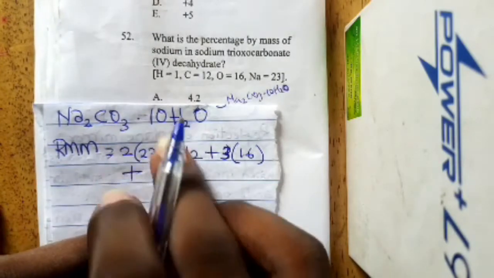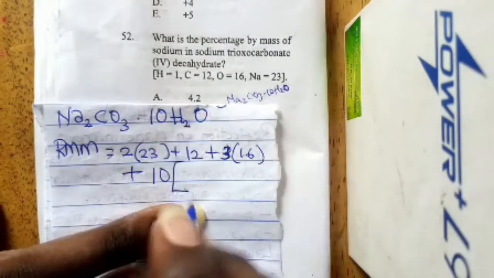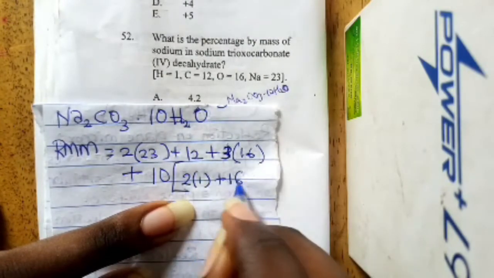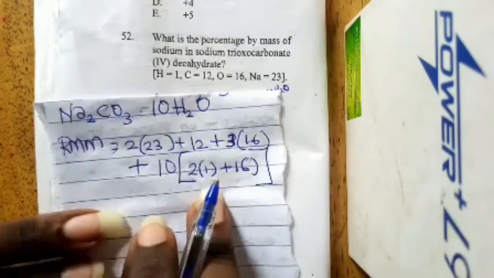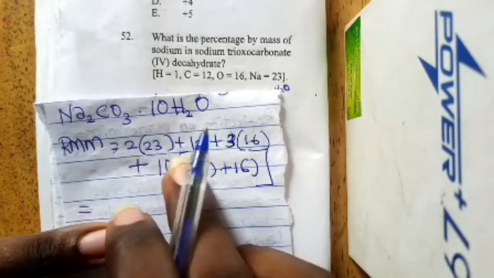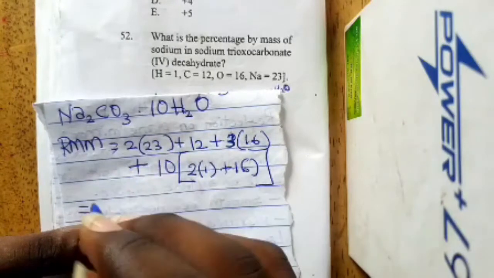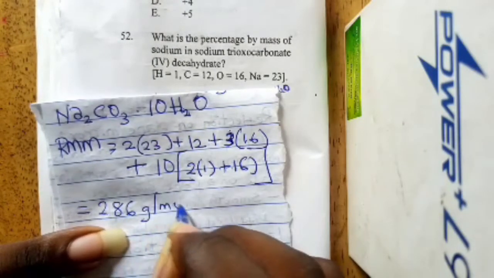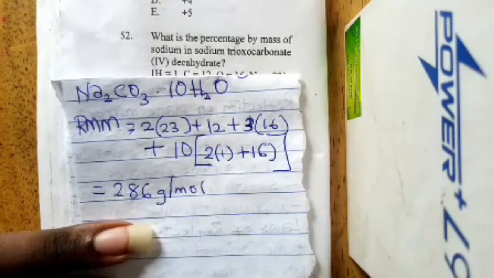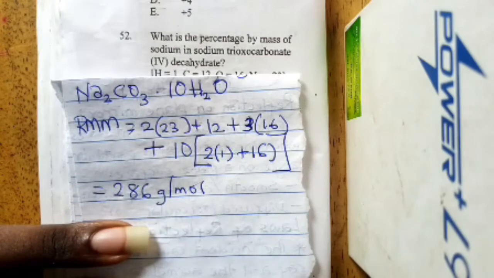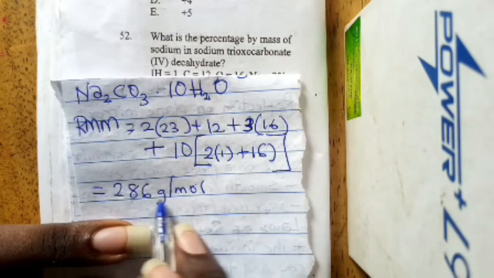H2O. What is the relative molecular mass of H2O? For hydrogen, 2 into 1, for oxygen, which is 16. So this gives us 2 times 23 plus 12 plus this. And then solving this, we have 286 grams per mole. So this tells us that 1 mole of sodium trioxocarbonate 4 decahydrate is 286 grams per mole.